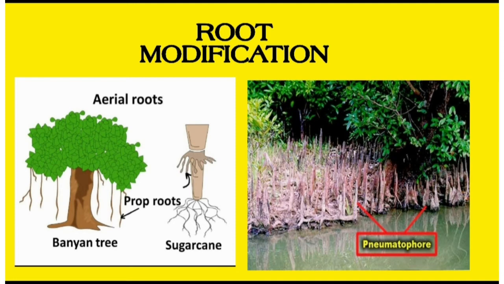Some examples of such modified roots are aerial roots, like you can see in the diagram, the banyan tree, stilt roots, runners or breathing roots. They are also called pneumatophores. You can see in the diagram. These pneumatophores are special root structures that grow out from the water surface and help in aeration, which is necessary for root respiration in aquatic trees. You can see such pneumatophores in the mangroves where the trees are in the water.